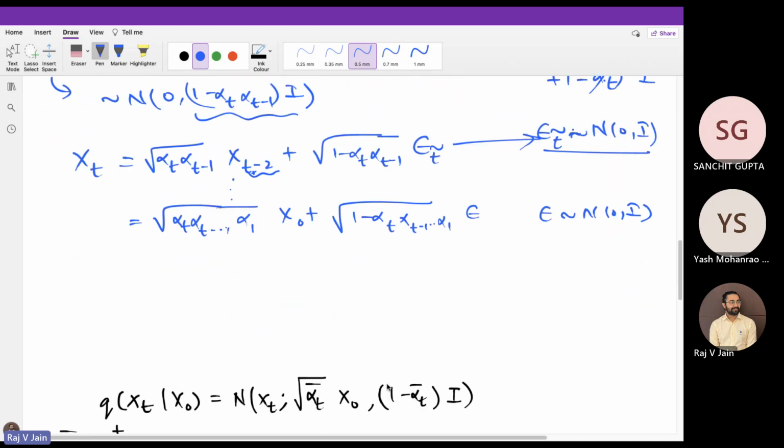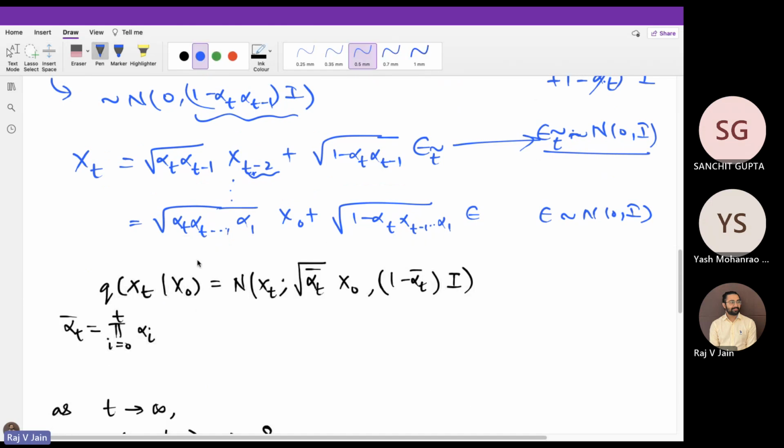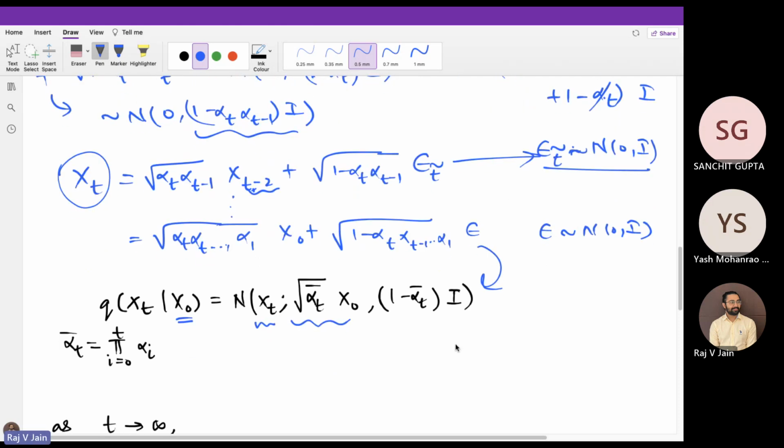Now, therefore, I can get the q of xt distribution conditioned on x naught directly. It's a Gaussian distribution for xt centered around this mean, root alpha t bar, where alpha t bar I've defined like this, into x naught, with variance 1 minus alpha t bar I. That is the form for this particular distribution, conditioned on x naught.